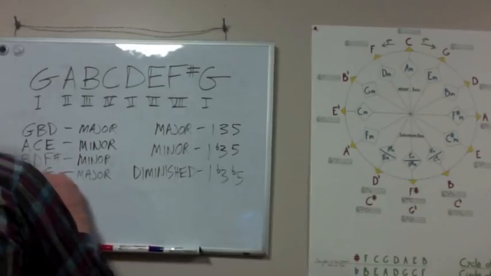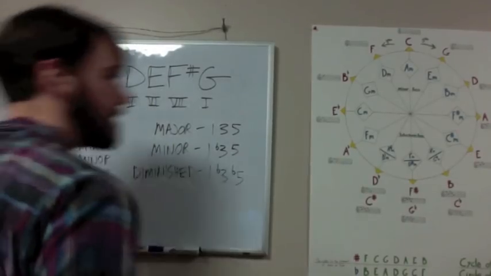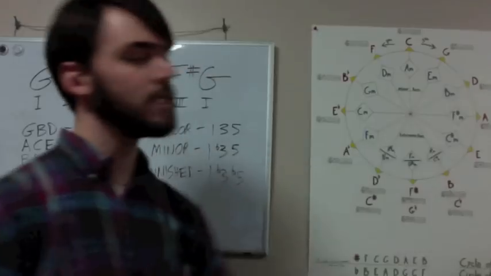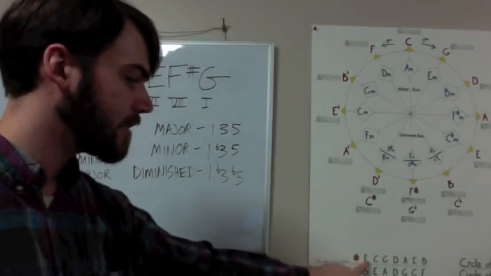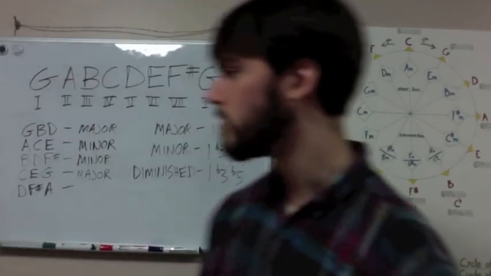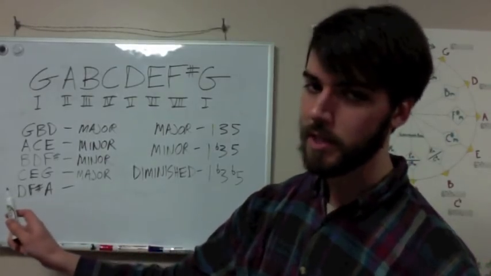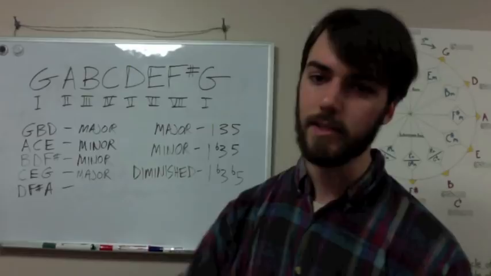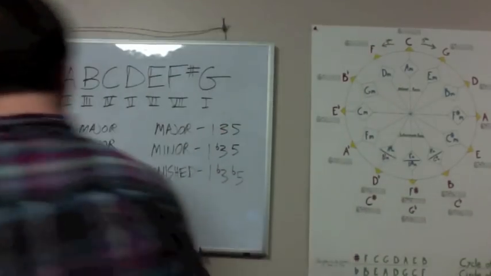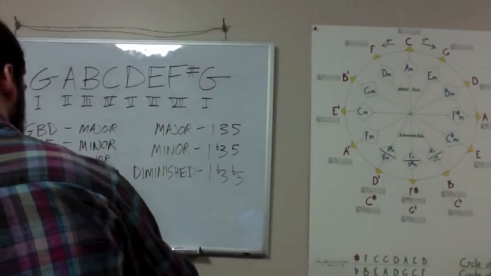All right, then we're going to compare this to a D scale. D has 2 sharps, F sharp and C sharp. So D is in a D scale, F sharp is in a D scale, and A is in a D scale. So that gives us another major chord.